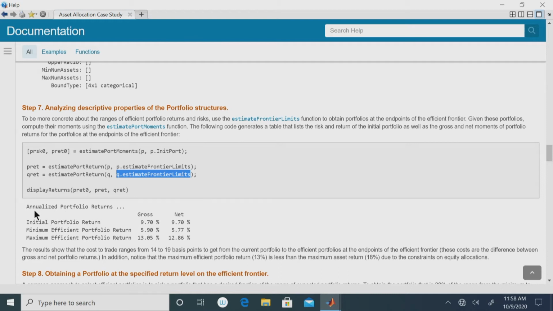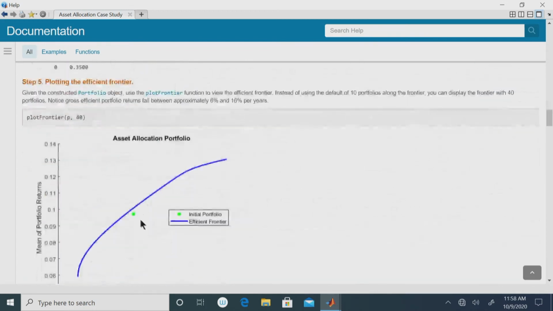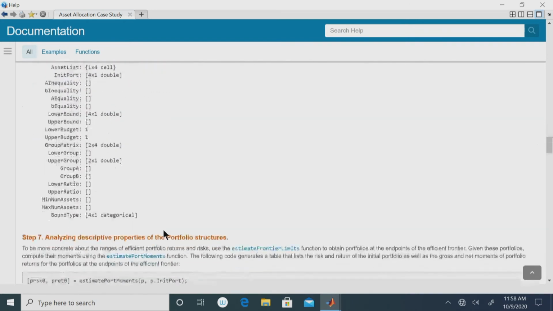So, what it does is give you the annualized portfolio returns. The first thing it will do is identify the initial portfolio return, that is, whatever initial portfolio you started off with, what is going to be the return of that, and what is going to be the minimum return of the efficient portfolio, which is the left hand point of the efficient frontier. So, basically it will identify the return here, the return here, and the return at this particular point.